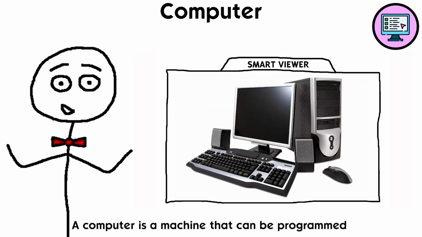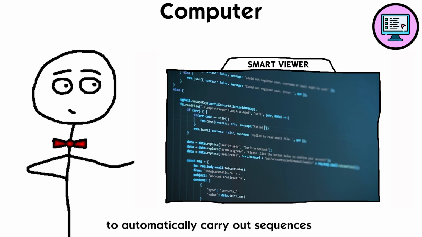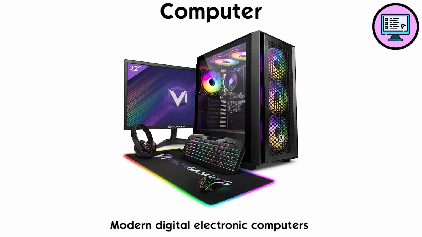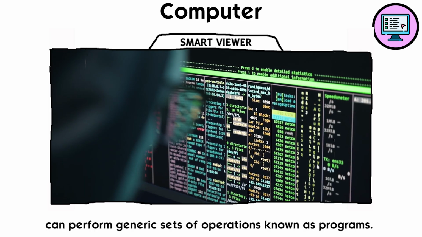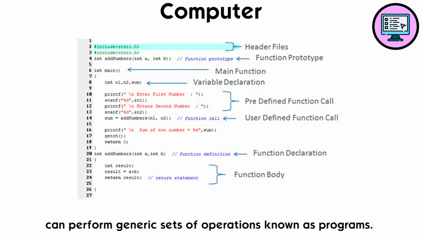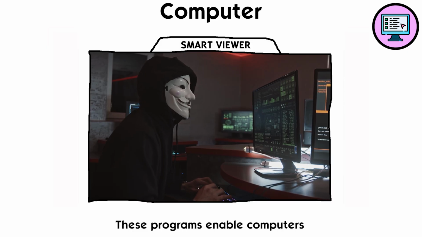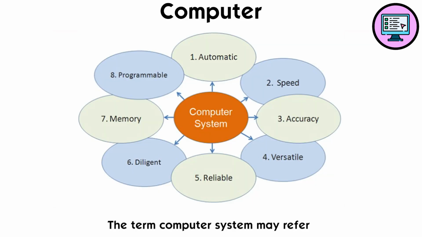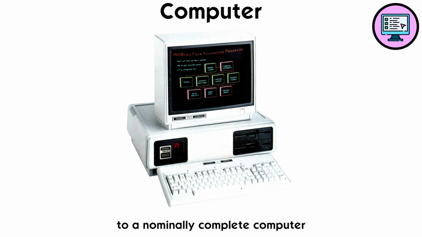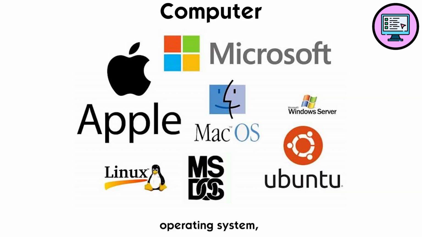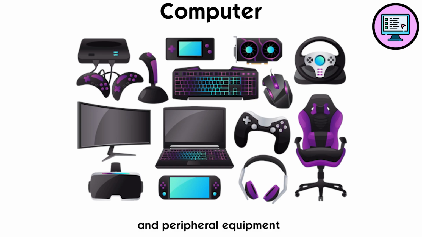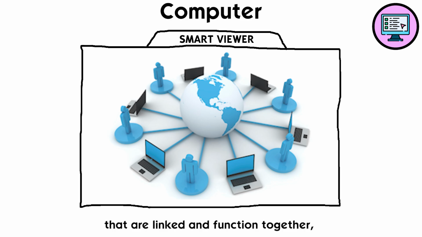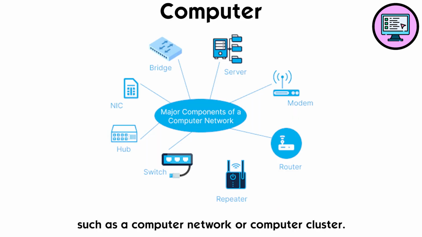Computer. A computer is a machine that can be programmed to automatically carry out sequences of arithmetic or logical operations. Modern digital electronic computers can perform generic sets of operations known as programs. These programs enable computers to perform a wide range of tasks. The term computer system may refer to a nominally complete computer that includes the hardware, operating system, software, and peripheral equipment needed and used for full operation, or to a group of computers that are linked and function together, such as a computer network or computer cluster.